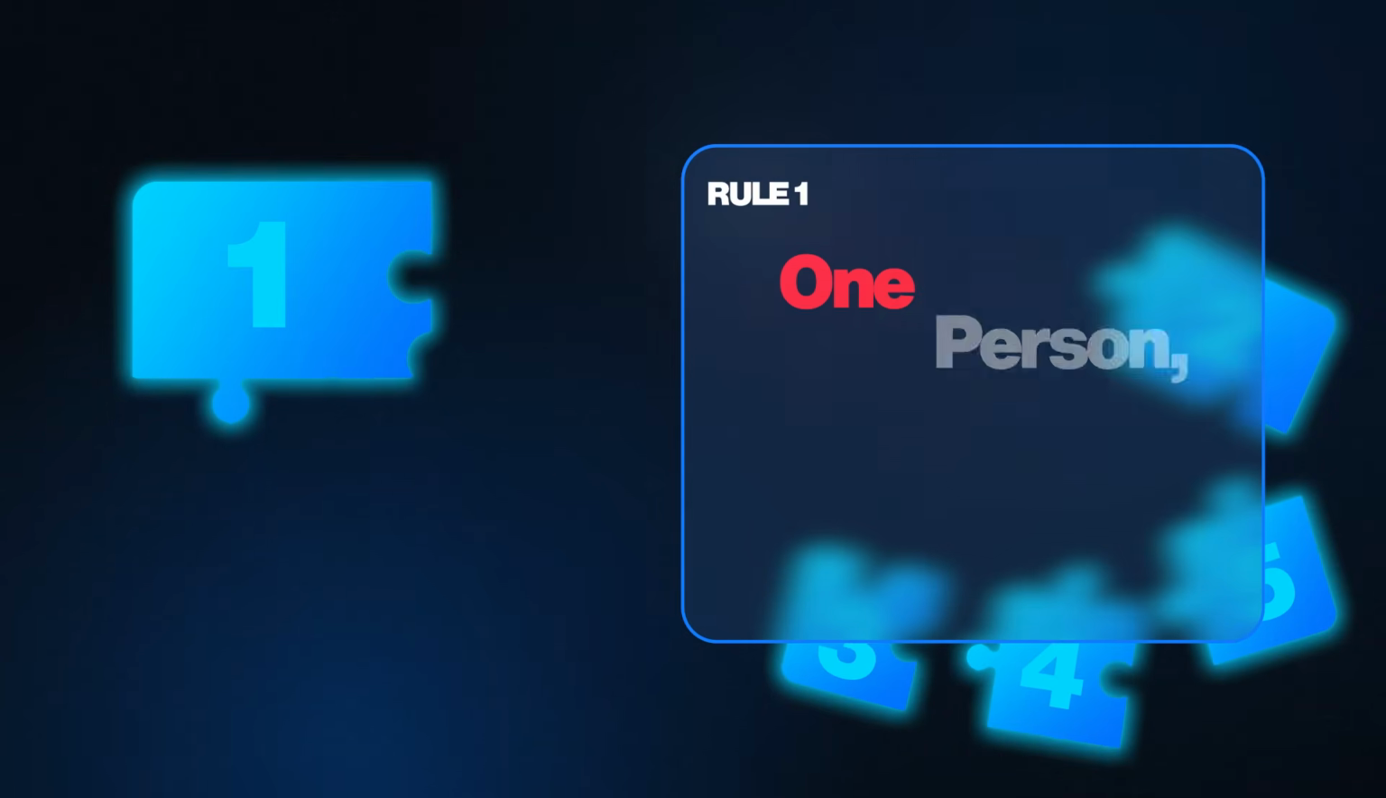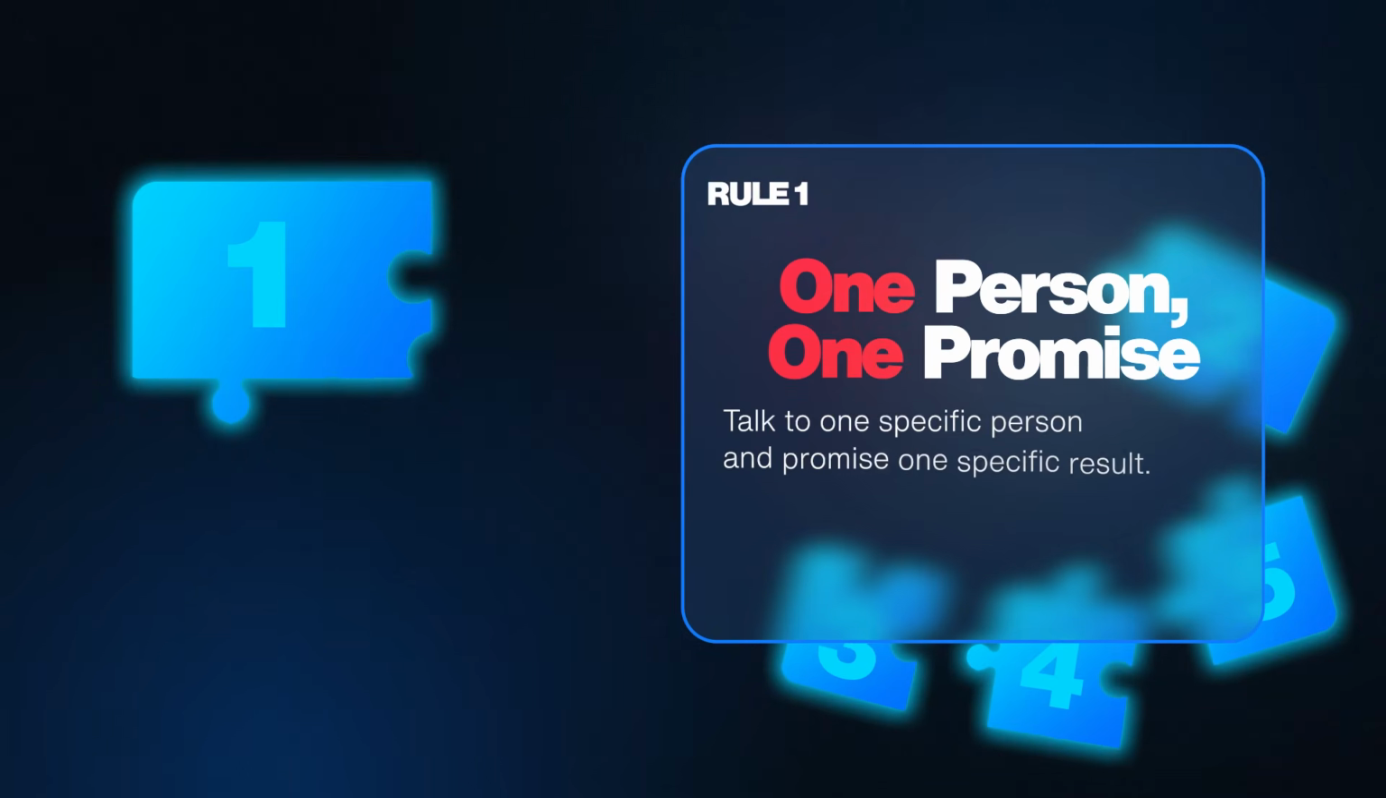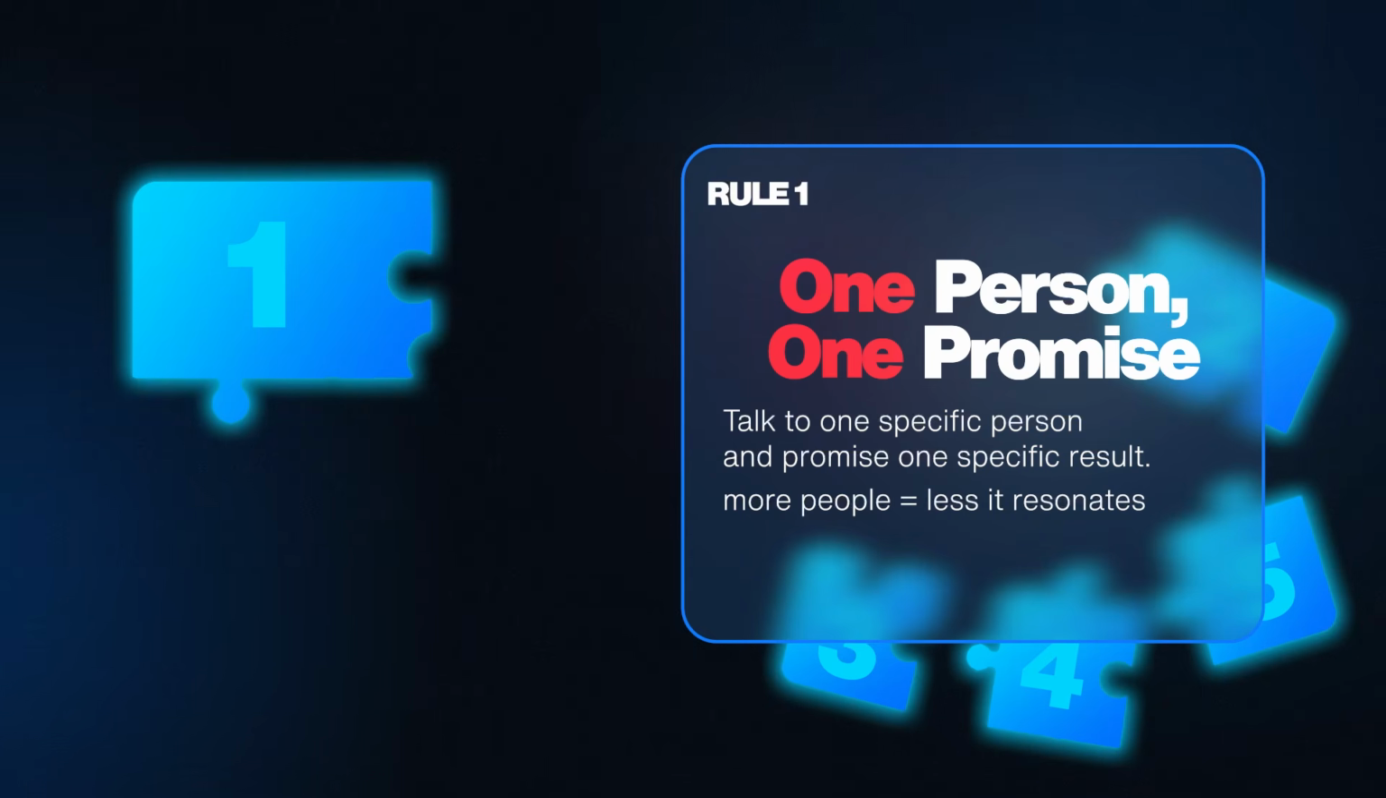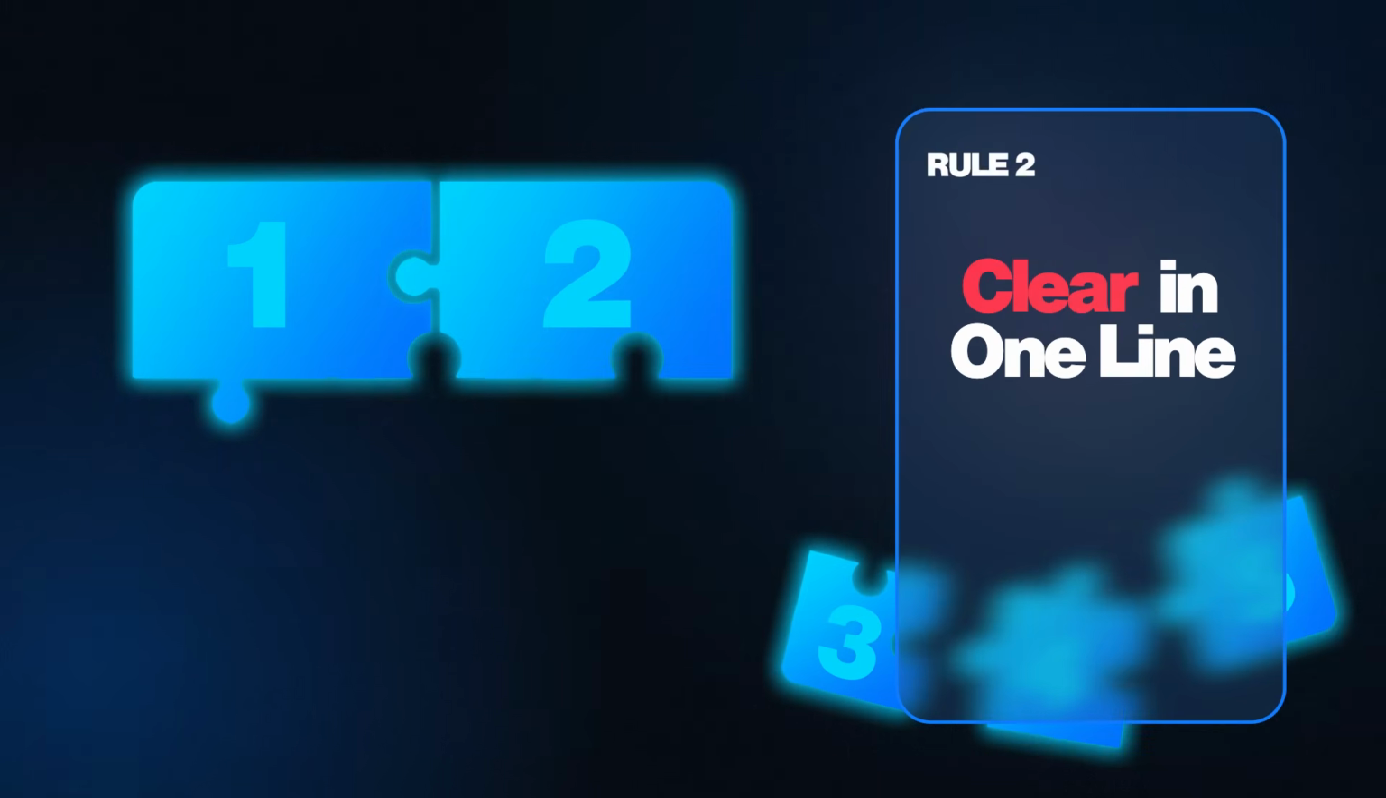Rule number 1 of a lead magnet is it has to have one person, one promise. Talk to one specific person and promise one specific result. The more people you try to appeal to, the less it resonates with anyone. Don't be a jack of all trades, master of none. Rule number 2, clear in one line.